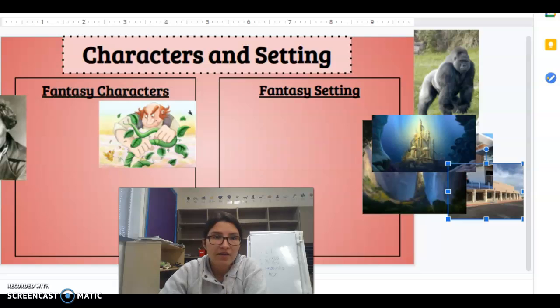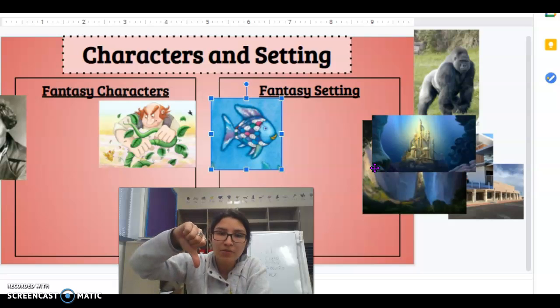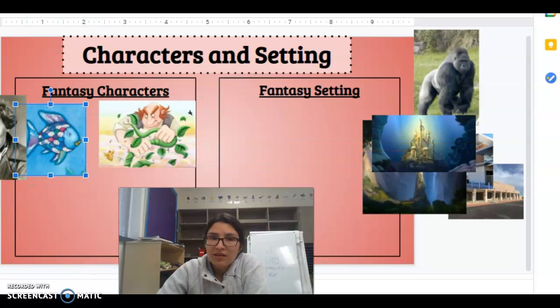All right, let's grab another picture. Here is the rainbow fish from the story. Now, is this a real character? Is this a real fish? Or is this a fantasy character made up? Thumbs up for fantasy, thumbs down for nope. This is a fantasy character. Why? Because if you remember in that story, he's talking to other fish, right? And he's taking off his pretty scales and giving them to other fish. That's not real. That's made up. It's fake.